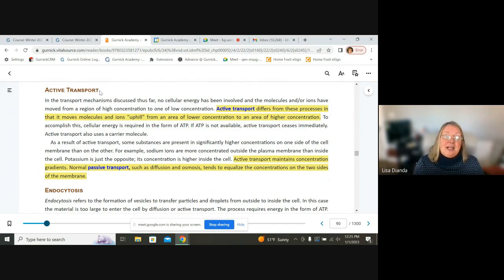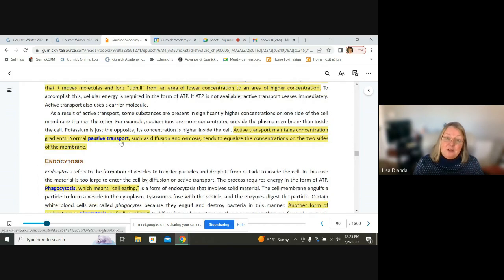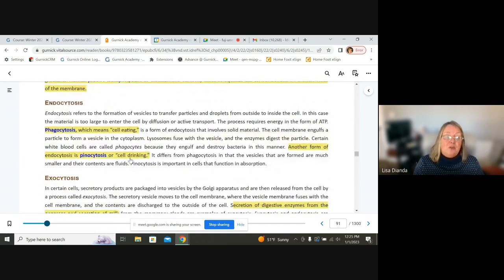I've highlighted active transport because it differs in that it moves molecules and ions uphill from a lower concentration to a higher area of concentration. So active transport, you want to be familiar with the difference between active and passive. Okay, so I've highlighted both of those.